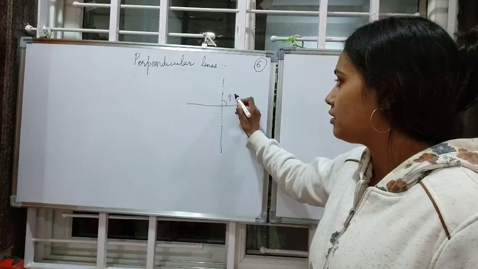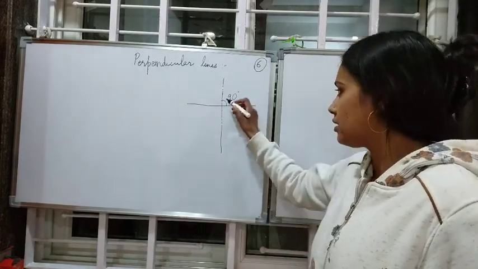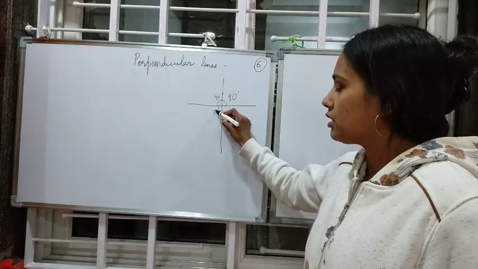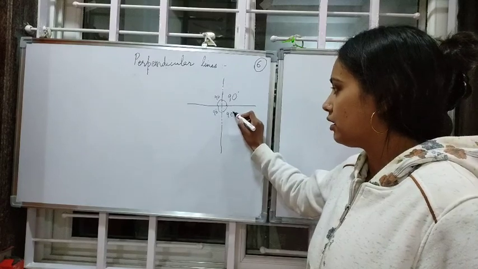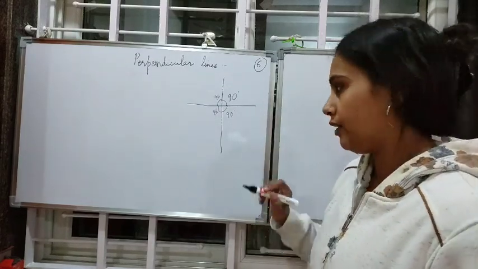At right angles. That means the angle between them is 90 degrees. This is 90 degrees, this is 90 degrees, this is 90 degrees, this is 90 degrees. These are known as perpendicular lines.